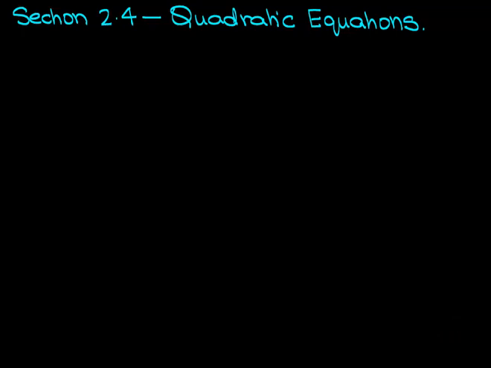Section 2.4 on quadratic equations. Now that we've mastered linear equations, linear means degree 1, we spent sections 2.1, 2.2 and 2.3 on it. We are going to graduate and solve quadratic equations. Quadratic basically is just a fancy word, just like linear is a fancy word for degree 1. Quadratic is a fancy word for degree 2. So we're going to take a look at how to solve equations that are degree 2.